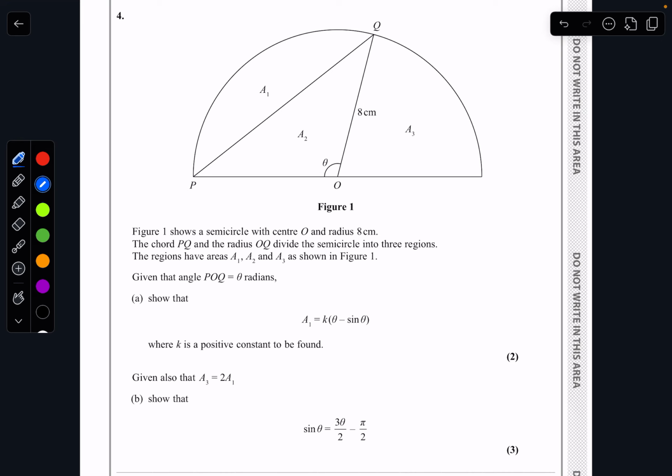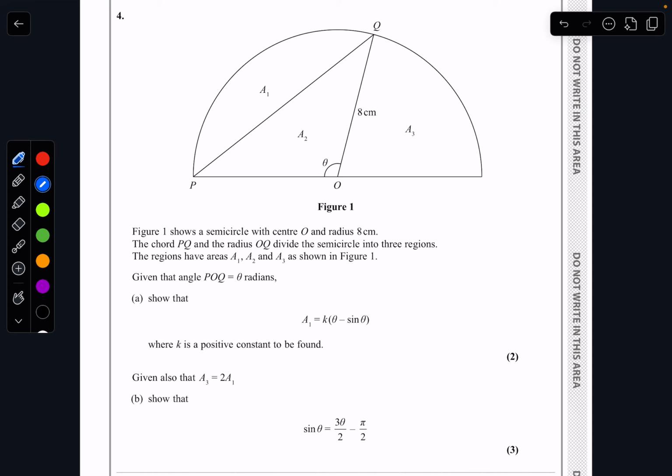Given that the angle POQ is equal to theta radians, show that A1 can be written as K times theta minus sine theta, where K is a positive constant to be found. So this question looks a little bit more difficult than it actually is. It's actually quite straightforward. So in this case, let's try to break it down. So how can you find A1?